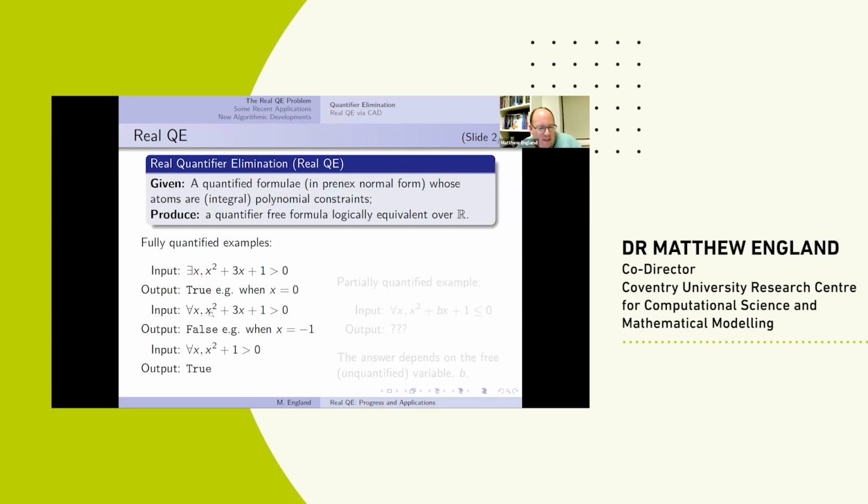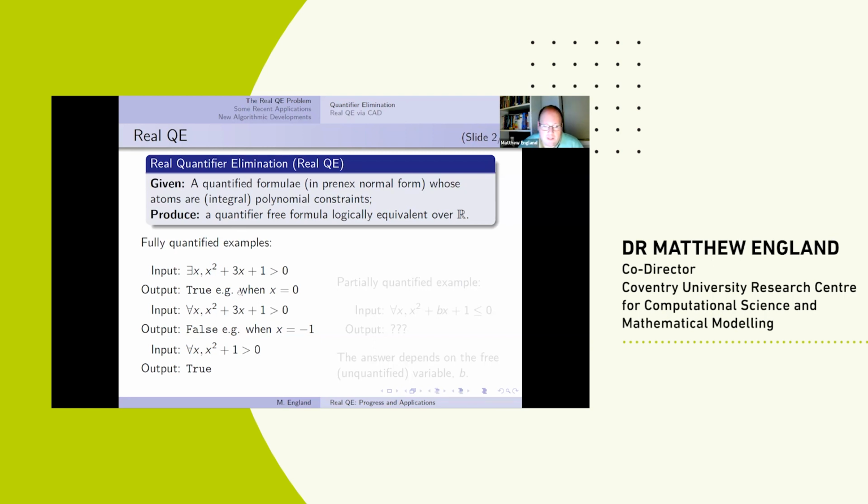What about the second example? Here it's the same polynomial constraint, but the quantifier is different. It now says for all x. And this statement is false. So for example, when x equals -1, the formula becomes -1 greater than 0, which is a false statement. So this formula is not true for all x.